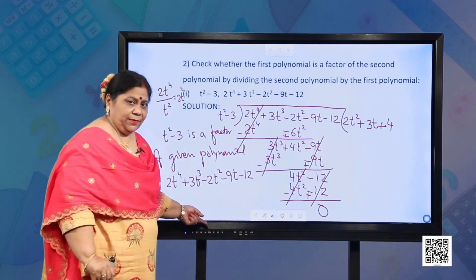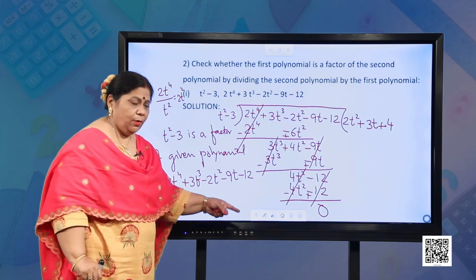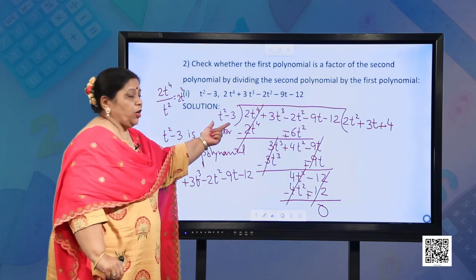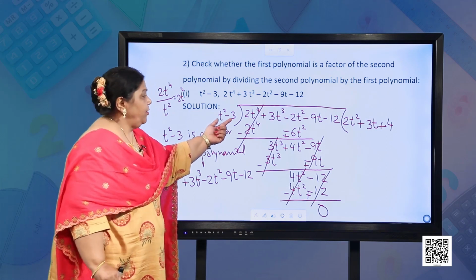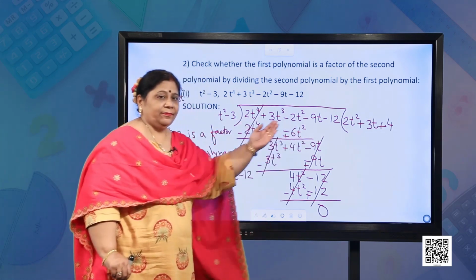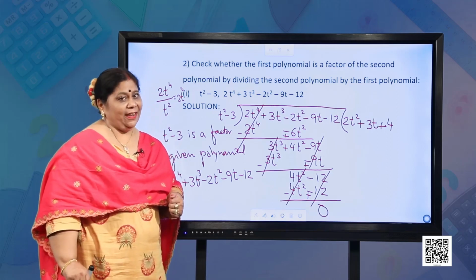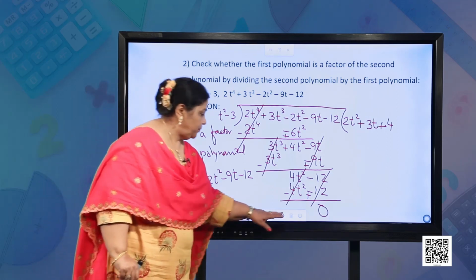I hope you have understood. Because I got the remainder as 0, I can say first polynomial, what is that? t square minus 3 is a factor of the given polynomial. Understood children? Okay. Let us do the next part now.